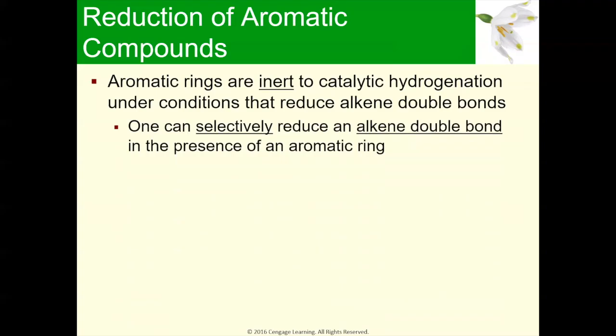So we can take advantage of that, though. If we want to reduce a double bond in a compound without affecting in any way the aromatic part of the compound, we can do that. One can selectively reduce an alkene double bond in the presence of an aromatic ring.